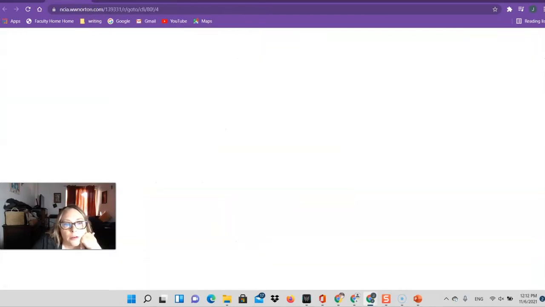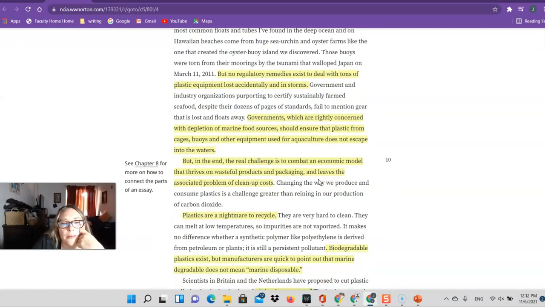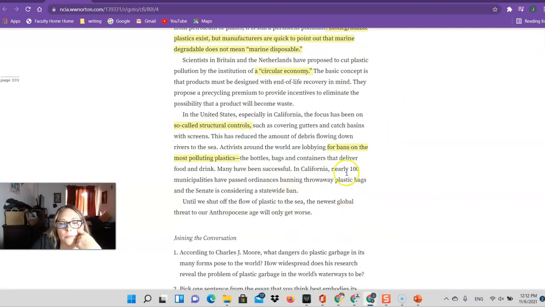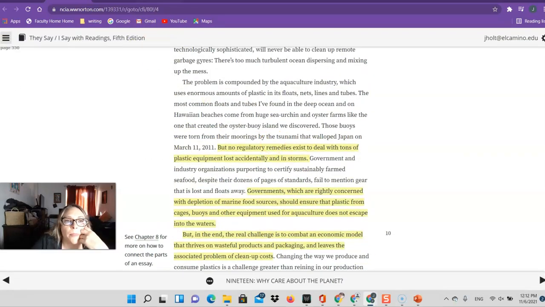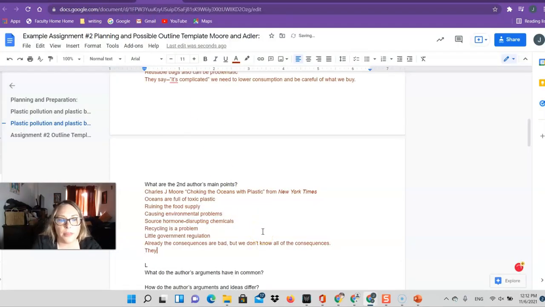Okay, let's see here. Preventing synthetic debris, disposable plastic. Let's see what else there was. Governments. And his main idea, right, is that we have to ban the most polluting plastics. So they say, right, is we must ban the most polluting plastics, right? And you can have a quote for that later.